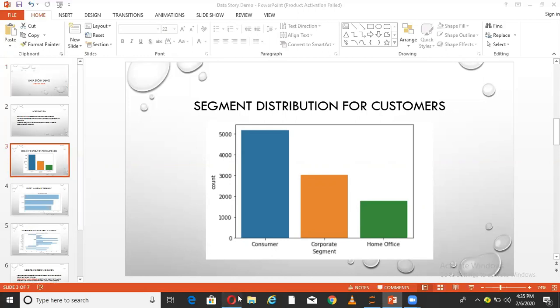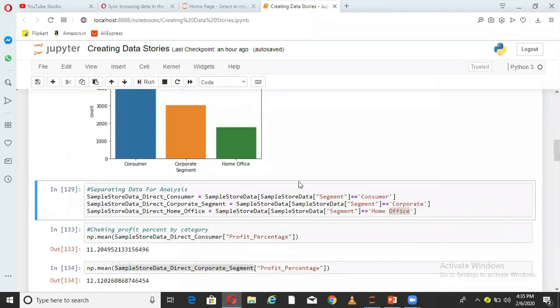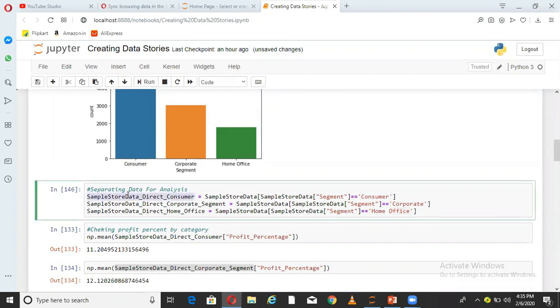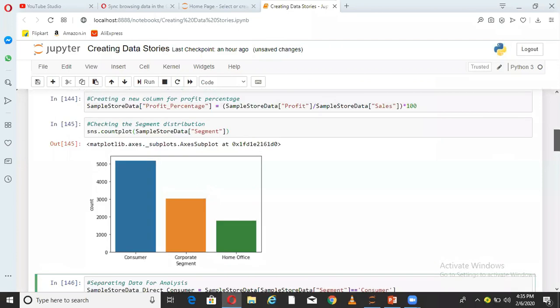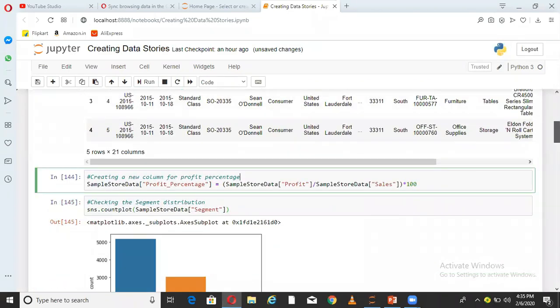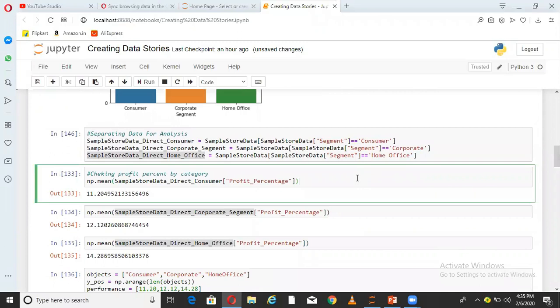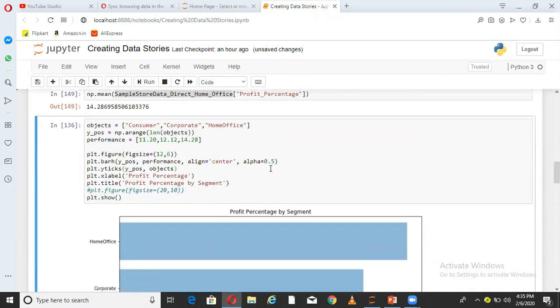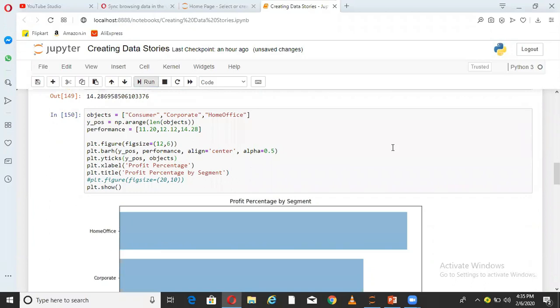Coming back to the data, what I have done here is I have created three different data sets for three different segments. All the consumer transactions will come in this data set, the corporate segment in this, and home office in this. So I'm creating three different data sets here. Once I do that, what I want to see is the profit percentage column that I created in the beginning. What is the average profit percentage for these segments? That is what I'm doing here. So I get three numbers here: 11, 12, and 14. I'm just printing it and creating a graph here.